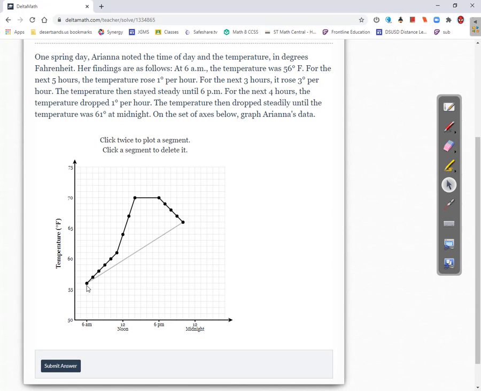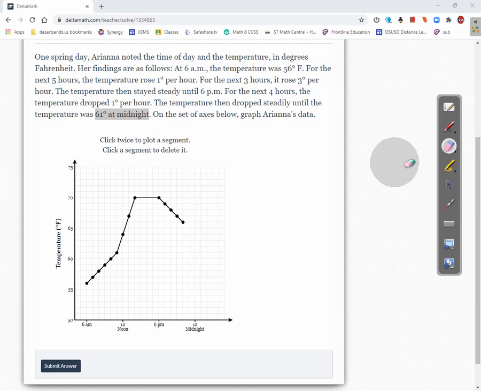But remember when we started, they gave us an ordered pair. They gave us 6 a.m. and then 56. That's the same thing that's happening here, except the ordered pair they give you is 61 degrees at midnight. So I'm just going to be real clear. I'm going to mark this as an ordered pair. So this would be 61 degrees at midnight, but notice that last one we wrote midnight first.